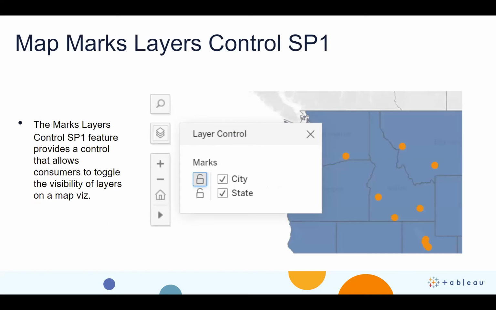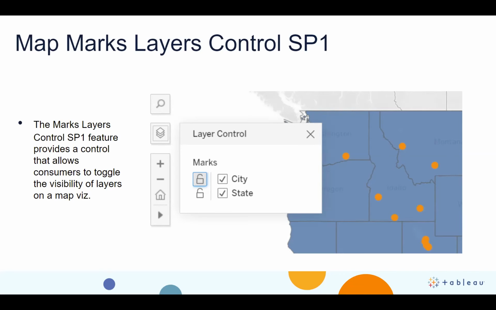Another one is the marks layer control. Previously, consumers could not affect the visibility of map layers. This meant they were forced to use the exact view that the author created. The marks layer control feature provides a control that allows consumers to toggle the visibility of layers on a map viz. Think of it as working kind of akin to a filter, okay? And the user is free to choose which layer to view in order to answer their question.